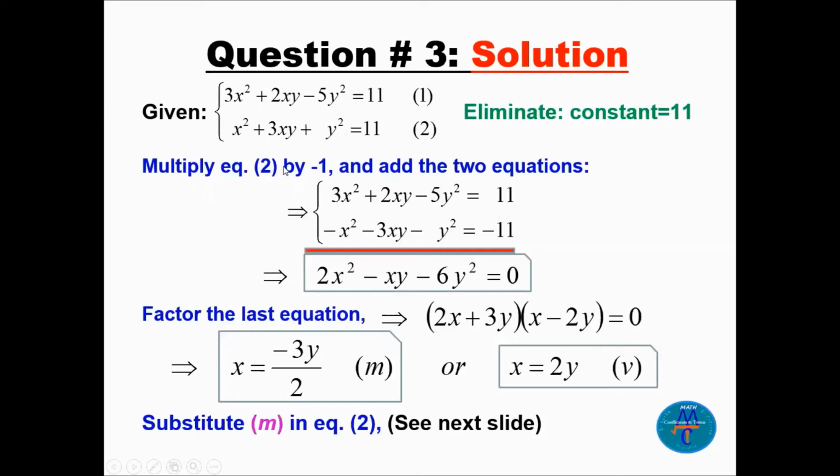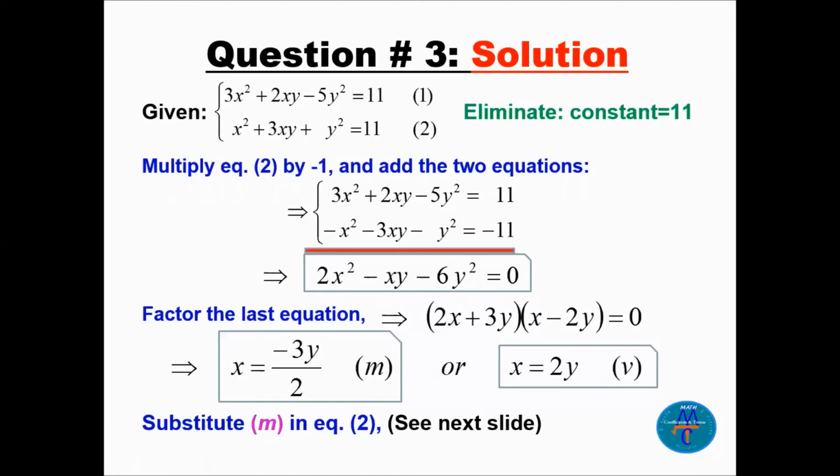So I multiply equation 2 by minus 1, it will be like this: minus x squared minus 3xy minus y squared is equal to minus 11. And this is equation 1 as it is. Let's add. So I get 2x squared minus xy minus 6y squared equals 0. Now I have an equation with 0, so I can factor it. See the idea?